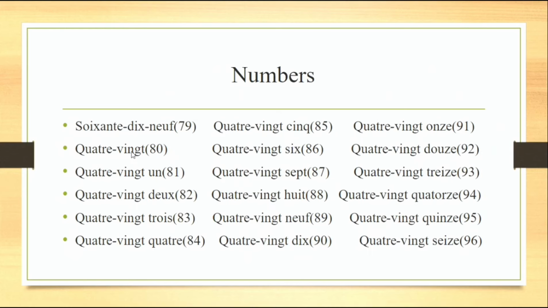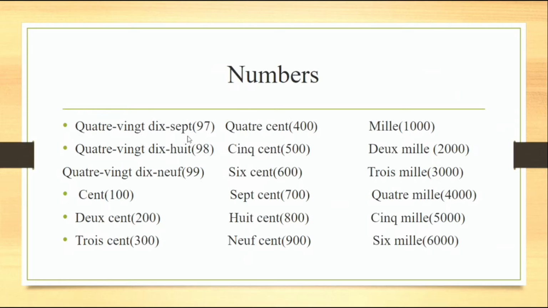79 and then 80, quatre-vingts: 4 times 20 is 80. That's why I told you earlier on that 1 to 20 is very important. So, 81, you start again. 82, 83, 84, 85, 86, 87, 88, 89, 90, 91, 92, 93, 94, 95, 96, 97, 98, 99, 100, it comes to 100.